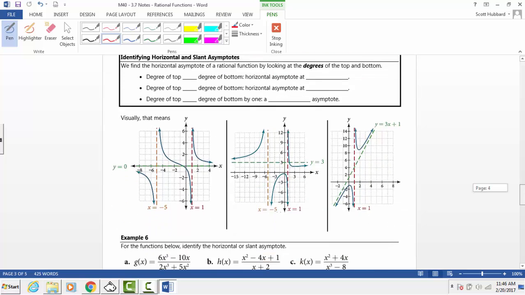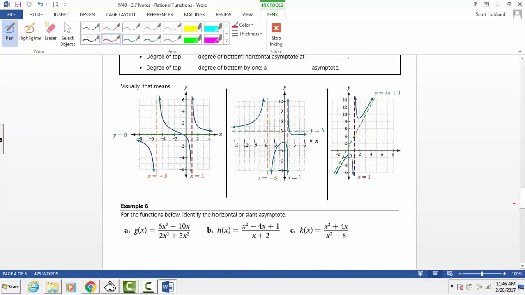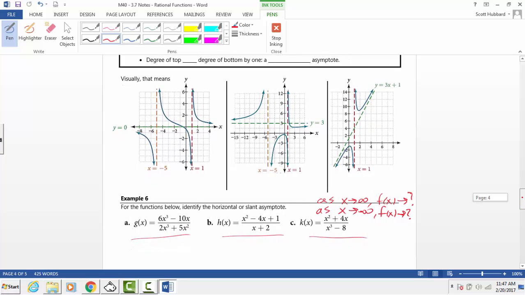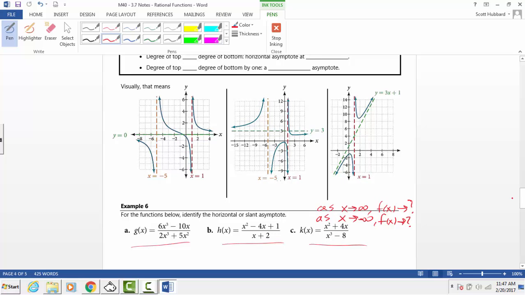Because if we look at any old random rational functions like here or here or here, it can be kind of difficult to tell what happens as I go, and remember what end behavior means. It means what happens as x goes to infinity, what does the graph do? A big question mark there. And the same thing, as x goes to negative infinity, what does the graph do? And a really quick and easy way to tell is all you have to look at is the biggest power on top and the biggest power on the bottom.